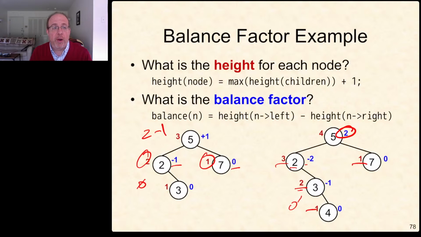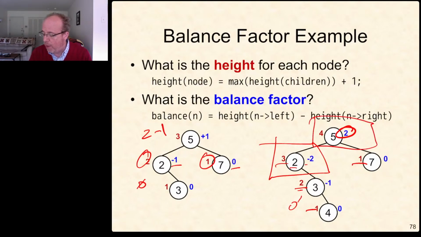So there are two different nodes that are out of balance. The node with value 2 is out of balance, and the node with value 5 is out of balance because the absolute values of their balance factors are greater than 1.